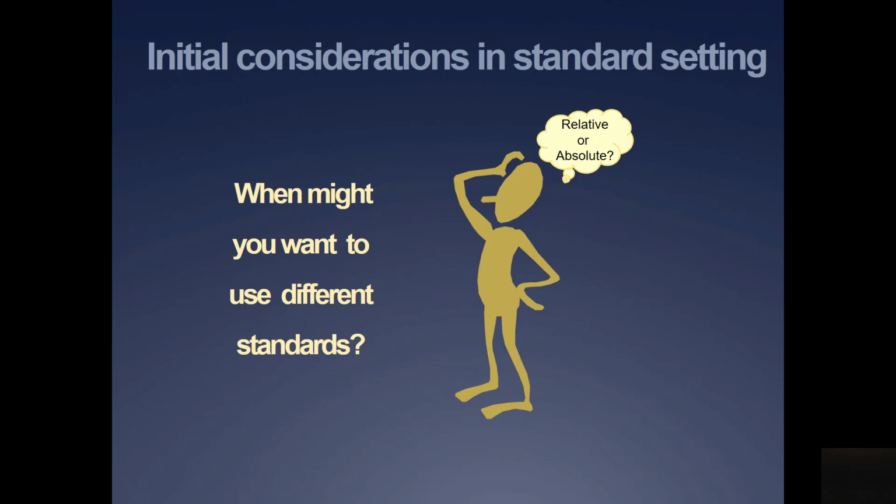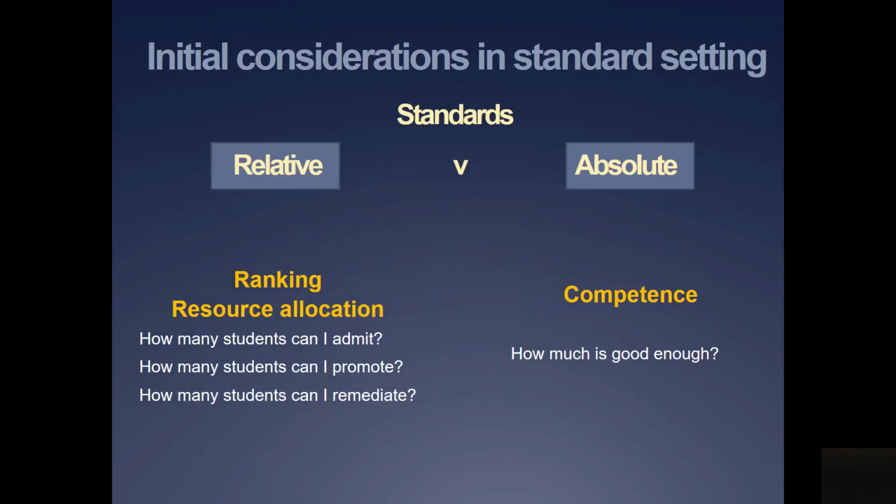Okay, so when do we use these different standards? Is it relative or absolute? Well, we can make that pretty easy. Relative is when you're trying to make decisions about how many students can I admit, how many students can I promote, how many students can I remediate. That is a relative ranking of sorts, and so that's something to think about.